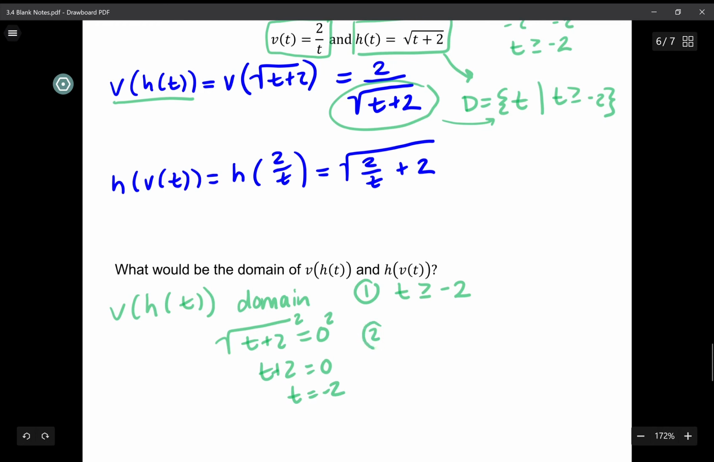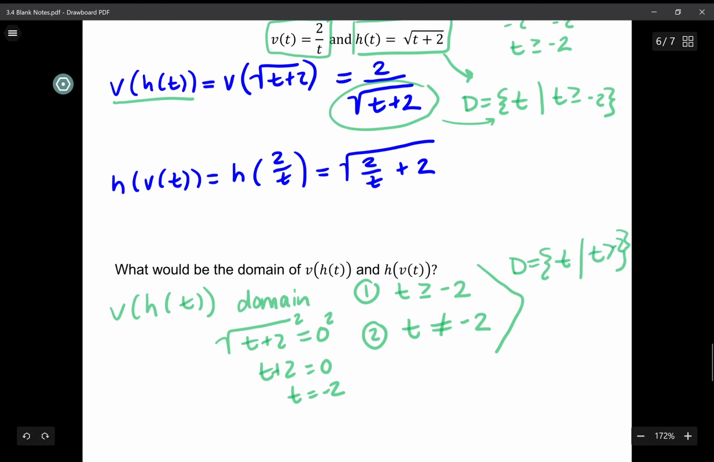So the second restriction is we need t not equal to negative 2, because if we have t equal to negative 2, we plug it into that function, the denominator would be 0. So we need both those things together to think about the domain for our new function composition. We need t to be greater than or equal to negative 2, and we need t to not be equal to negative 2. So that can be simplified down to the domain is the set of all t such that t is just greater than negative 2.